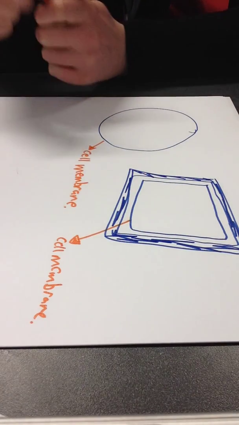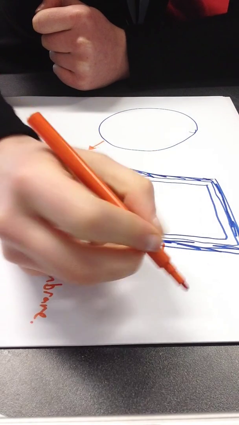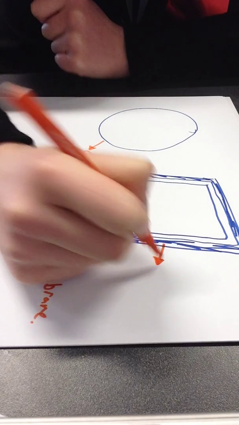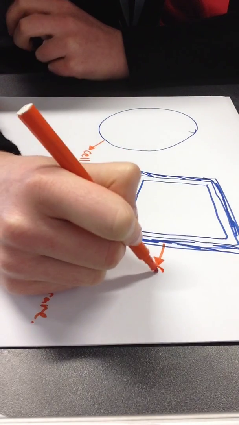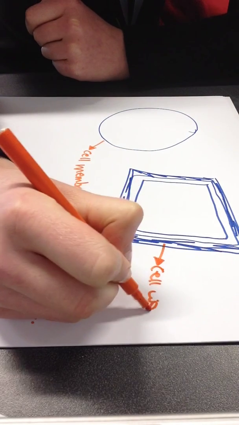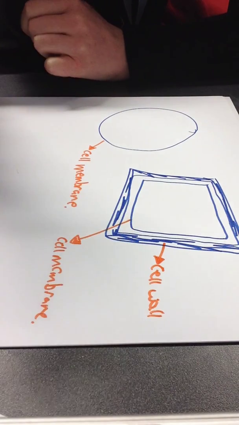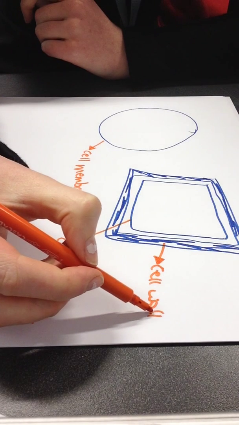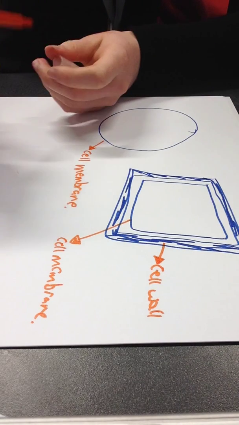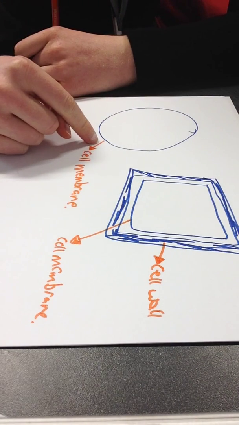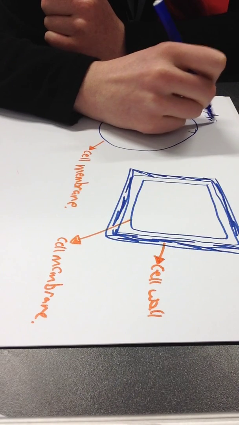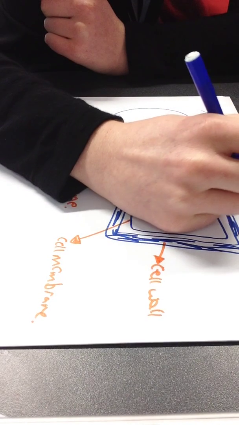Now, cell wall tends to be made up of cellulose. So cellulose is quite a tough material, and humans can't actually digest cellulose. We use bacteria in our guts to digest the cellulose, so it's quite hard to digest actually. So we've got our cell membrane. Both of these have a cell membrane. So this is our animal cell and our plant cell.